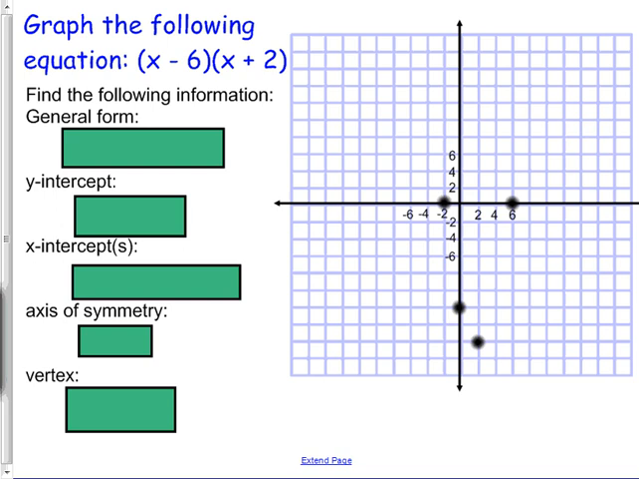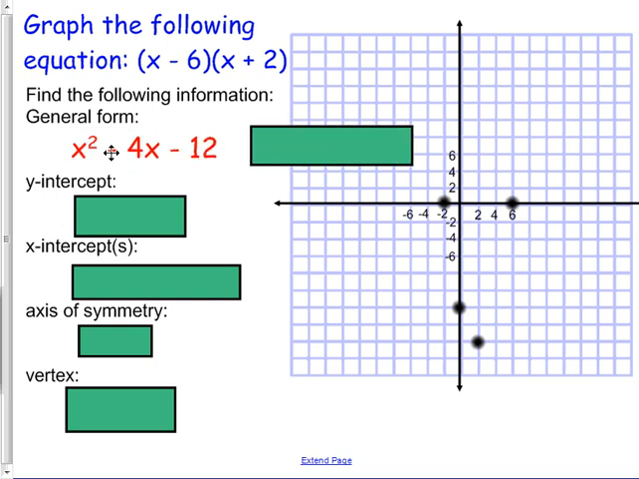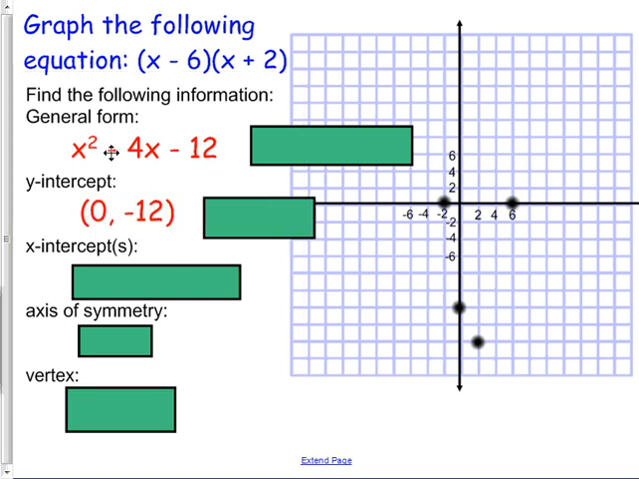Okay, so general form. When you multiplied that puppy out, it should have been x squared minus 4x minus 12. The y-intercept of it, 0 comma negative 12. How do you get the y-intercept? It's where x equals 0. So if you start with a y equals, like I said, this equation needed at the beginning, then the y-intercept is where x is 0. You make a 0 here and a 0 here. That gives you negative 12.